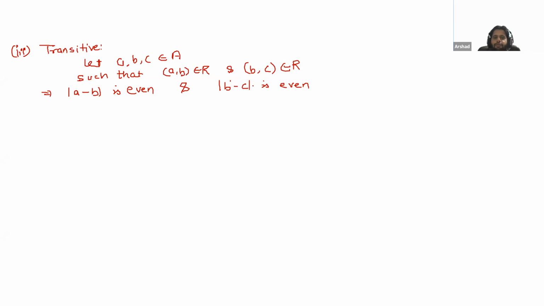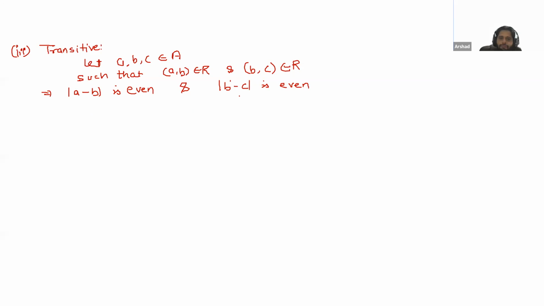Abdul, this we need to prove. AC we need to prove. What is the transitive? AB, BC should belong to the relation R. We need to prove AC should also belong to R. So in the start, what we will do, we will assume three values and then we will write that this and this belong to the relation R. Okay, Abdul? So we will prove this part, that AC also belongs to R.